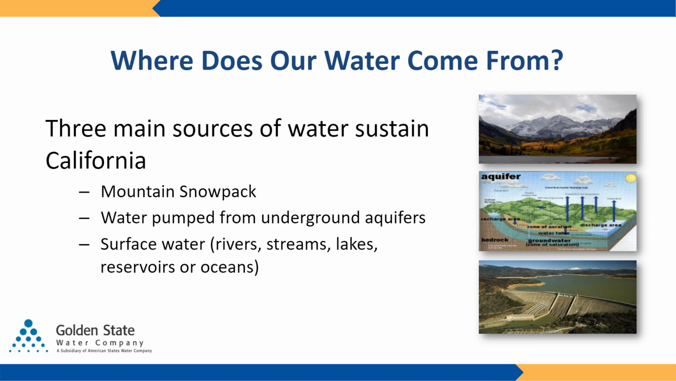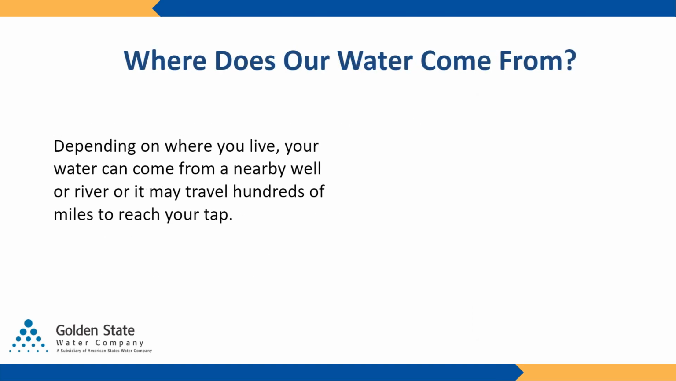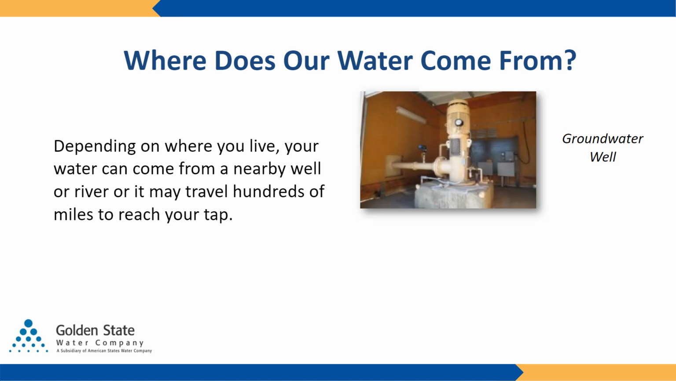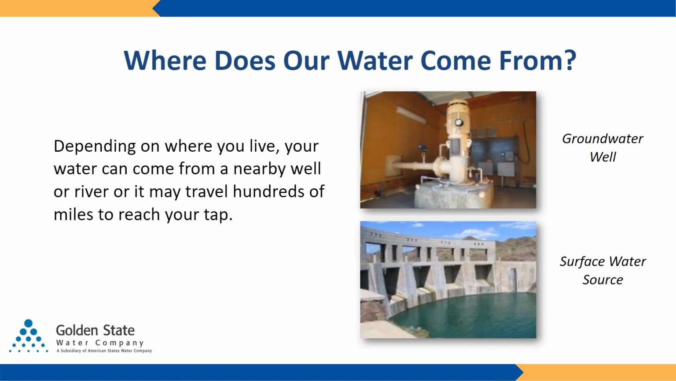The rest of our water comes from surface water. Surface water refers to water that remains on the Earth's surface, in rivers, streams, lakes, reservoirs, or oceans. Depending on where you live, your water can come from a nearby well or river, or it may travel hundreds of miles to reach your tap. Some communities may use 100% groundwater, 100% surface water, or a combination of both.